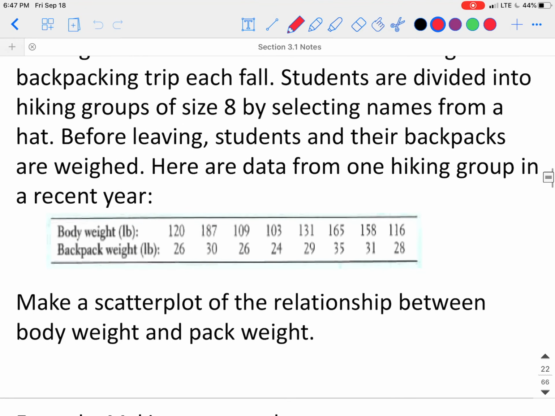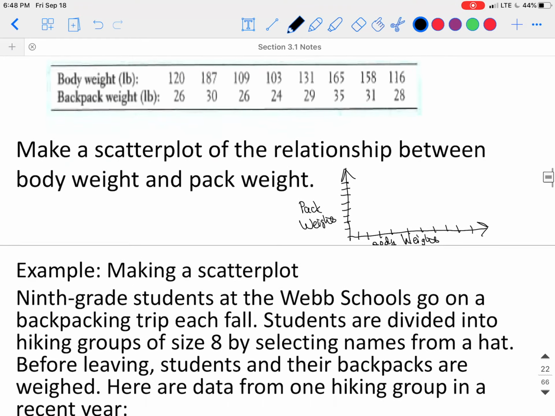Now, you may assume that how much a person weighs will determine how much they put into their backpack. So if we were to make a scatter plot, if the body weight explains the pack weight, you would put the body weight on the bottom, and you would put the pack weight on the side. Now you would go through and make your scale for your scatter plot, and you would label. And then for each person, you would put a dot.